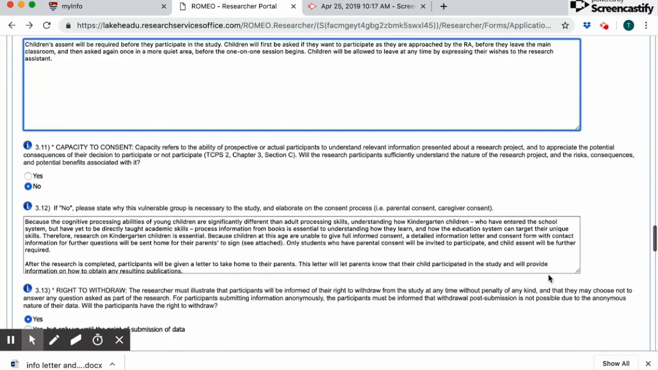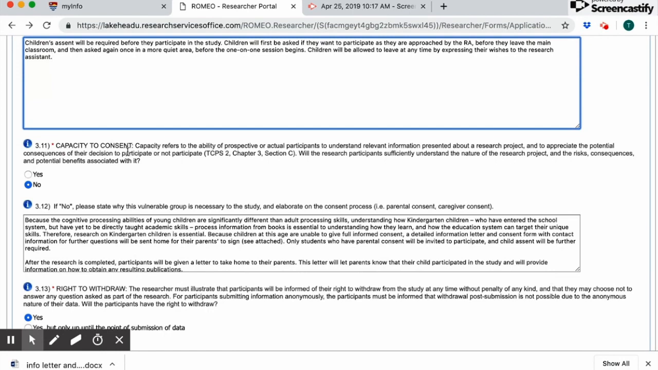What is common in education, though, is this one down here, which is that oftentimes students who are under 18 do not have the capacity to consent. In this particular case, where the students are 4 and 5 years old, they really probably don't have the capacity to consent. So they're not capable of giving full informed consent. So that means we have to get consent from their legal guardians, usually parents, and then we would get assent from the students themselves.